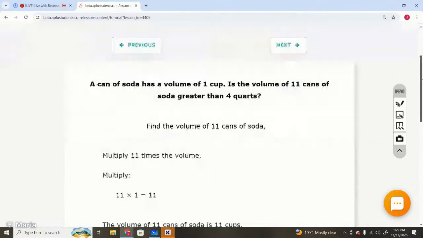A can of soda has a volume of 1 cup. Is the volume of 11 cans of soda greater than 4 quarts? So, 11 cans.